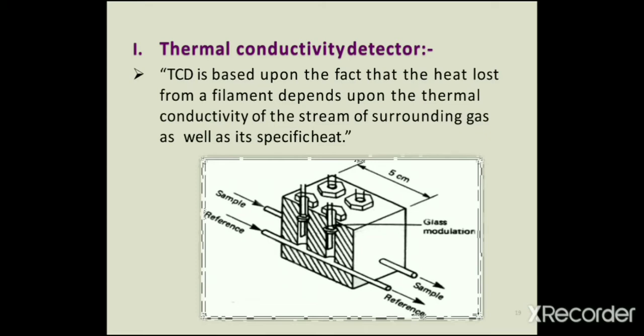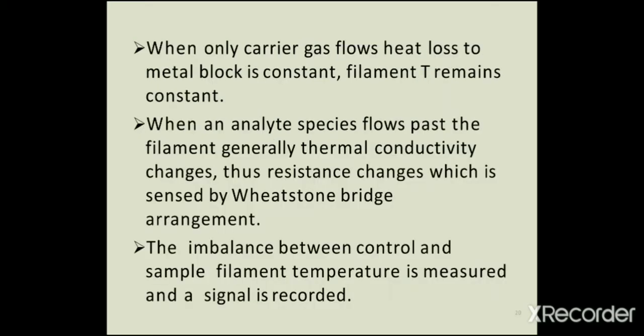So whatever heat is lost from the filament depends on the thermal conductivity of the stream of the surrounding gases. Where gas flows, the heat loss to the metal block will be constant, so the temperature of the filament will remain constant. Then when the analyte flows along with the carrier gas, the thermal conductivity will change. So the resistance will change, and it can be sensed by a Wheatstone bridge arrangement.